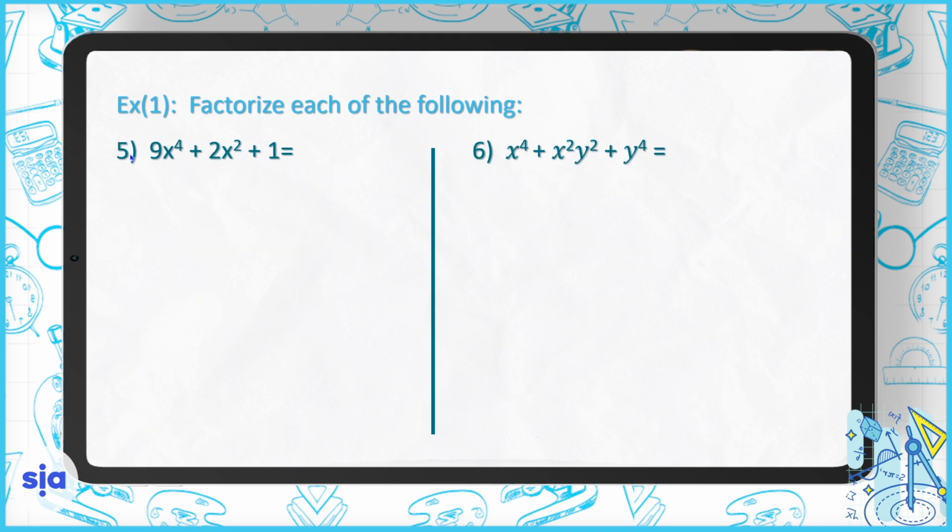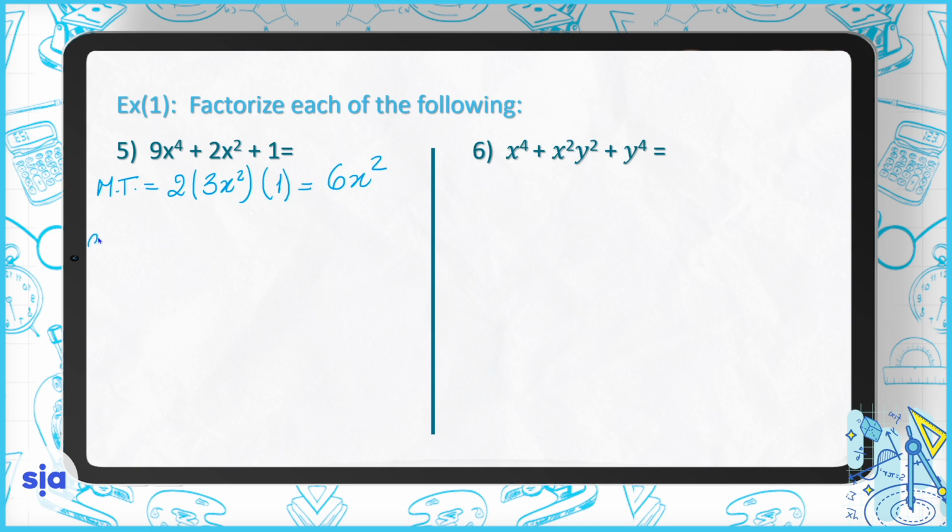Question 5, how to factorize this expression. As you all know, we have to find the middle term. How to find the middle term? It's 2 times the square root of the first term times the square root of the second term. It will be 6x squared.